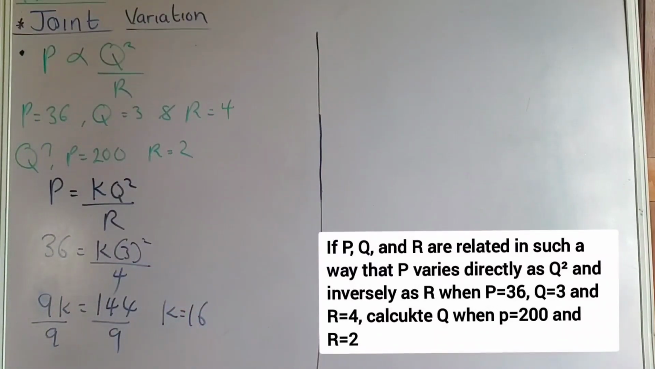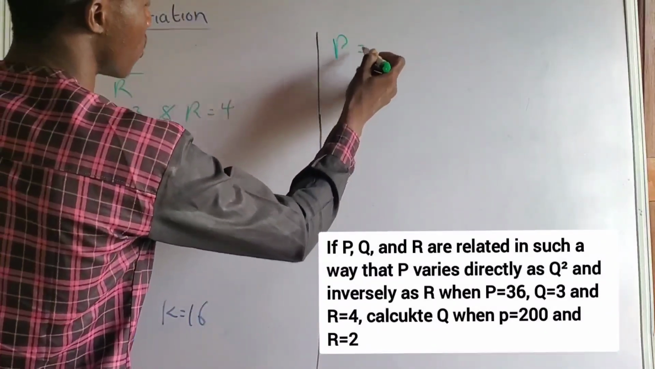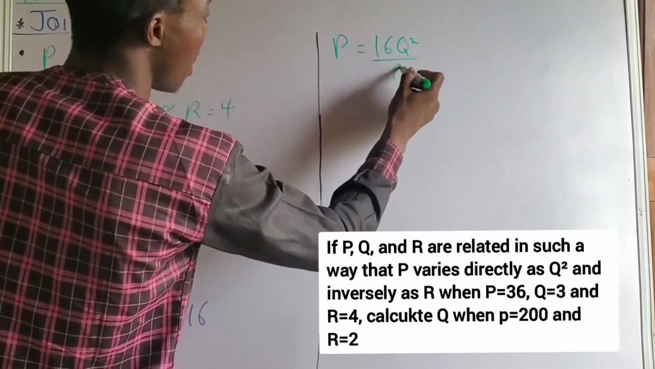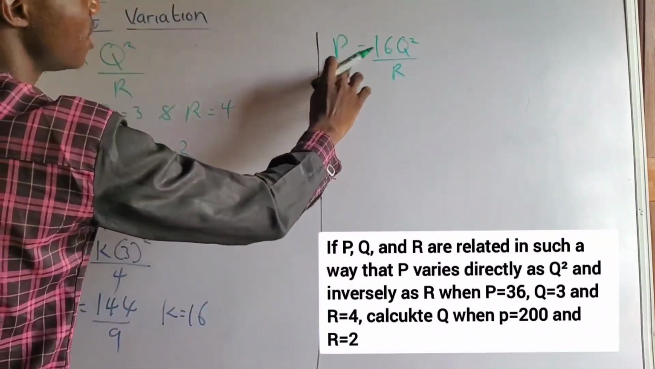Now, having gotten the value of K as 16, we can proceed to calculate the value of Q when P is equal to 200 and R is equal to 2. You understand? So how do we do that? Please pay attention. To get the value of Q when P equals 200 and R equals 2, you know that K is equal to 16. If K is equal to 16, I can write this as P is equal to 16Q squared all over R. This is the mathematical relationship that exists between P, Q, and R.